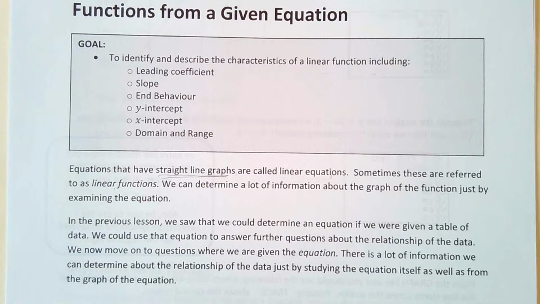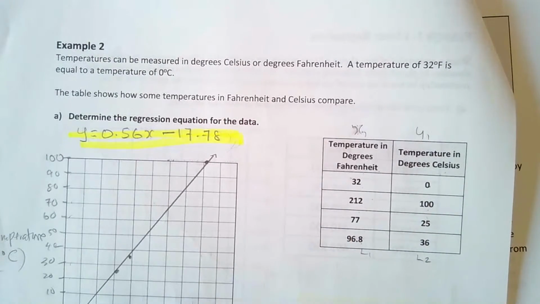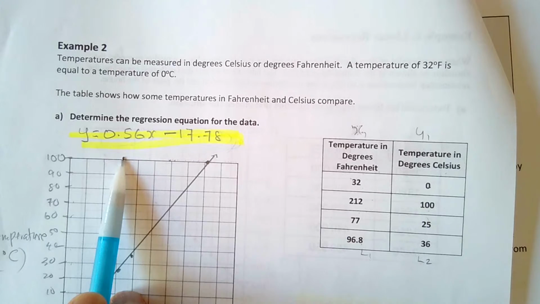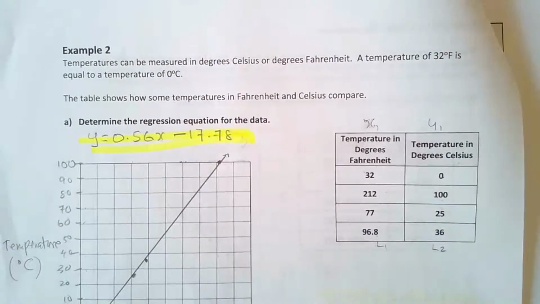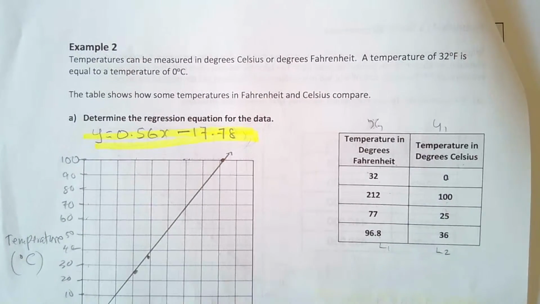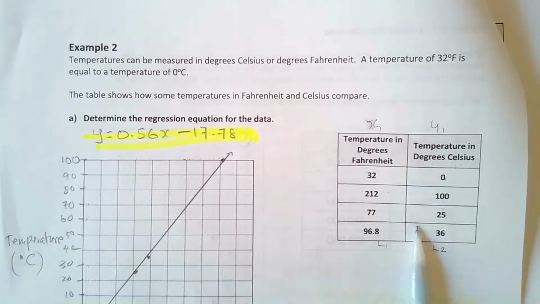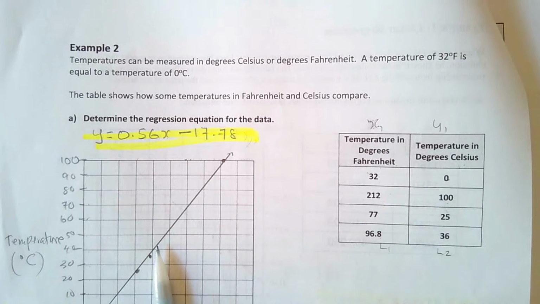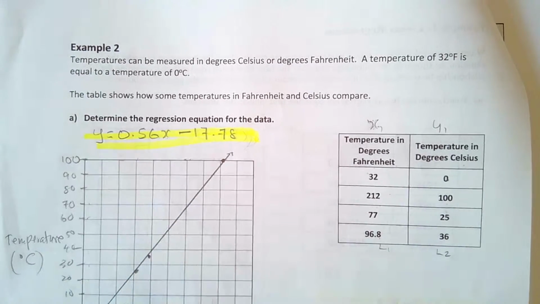Now, in the previous lesson, we saw that we could determine an equation if we were given a table of data. So here we have our table of data. We plot that in a scatter plot, and we derive the equation. But we used a graphing calculator. The question is, can you do it without a graphing calculator or graphing technology? In today's lesson, we are going to use a set of data, graph the scatter plot on graph paper, and derive this equation without using a graphing calculator.